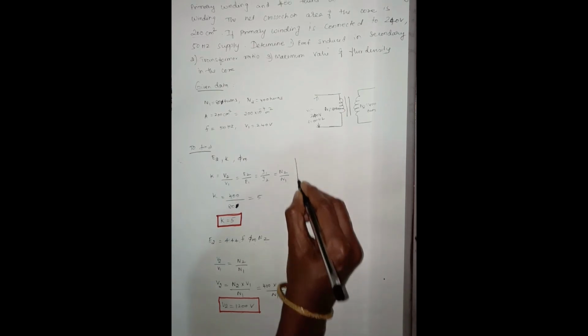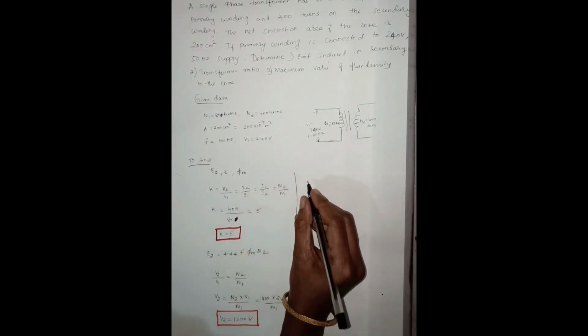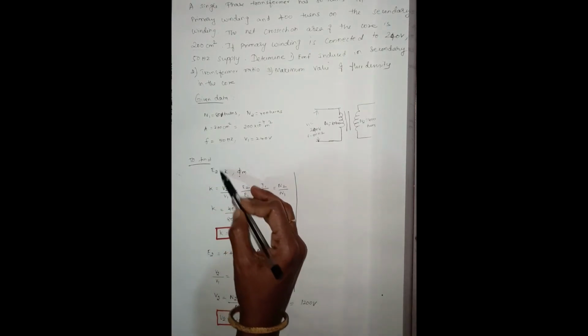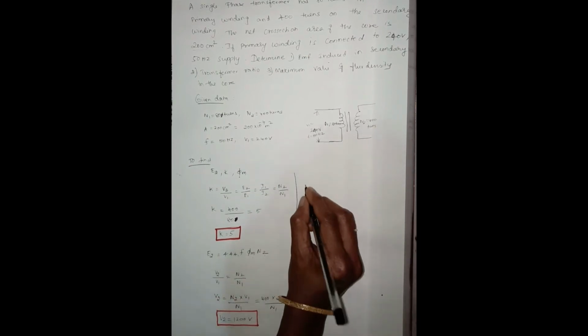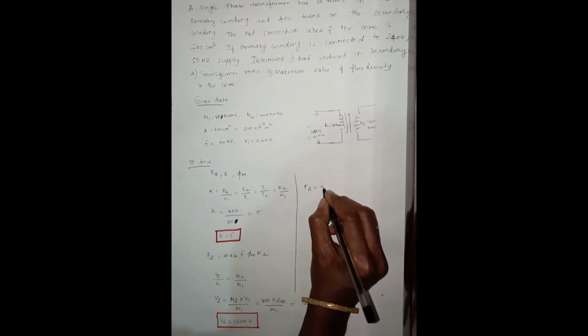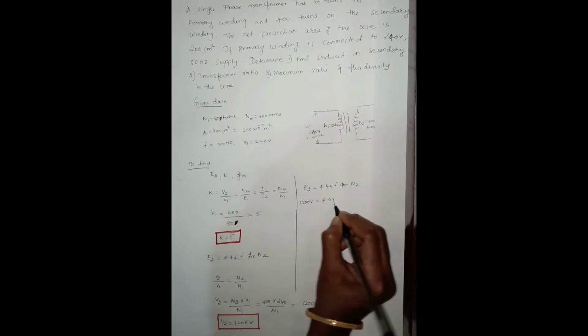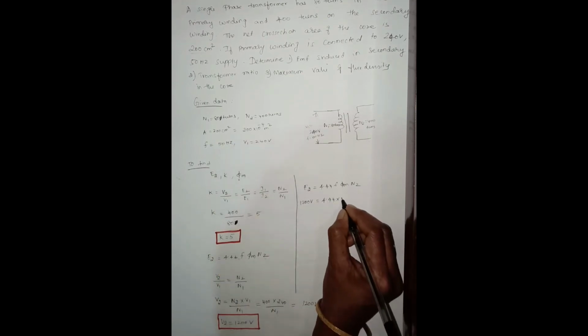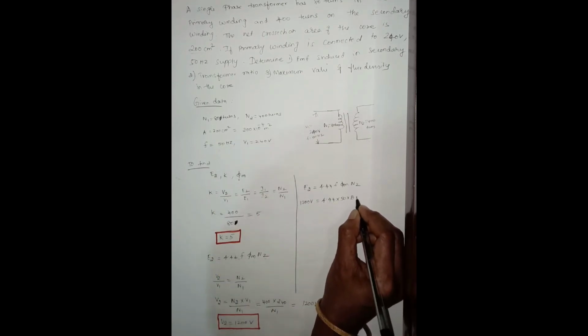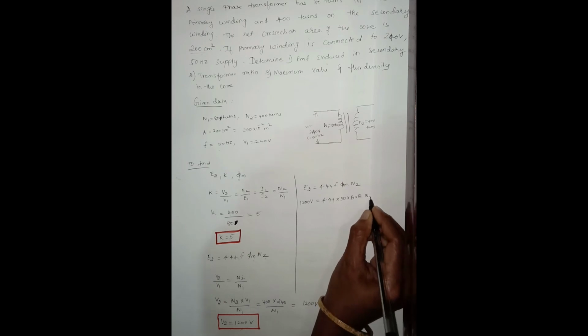Next, now we have found out this one. Next, you have to find phi m. You have found out the K value. What is phi m? By using these equations, E2 is 1200. E2 is equal to 4.44 F phi m N2. E2 is given as 1200 volts, that is equal to 4.44, F is given as 50, and phi m is B into A, into N2.